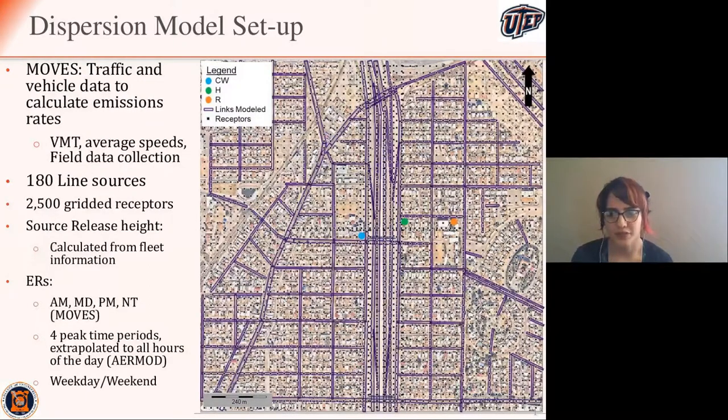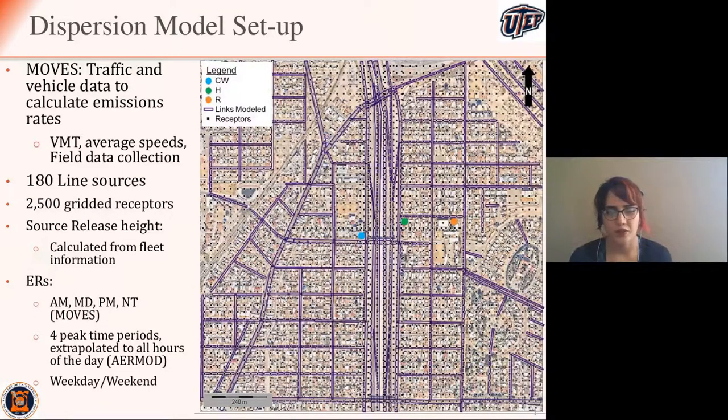And for the dispersion model setup, we use traffic and vehicle data to calculate the emission rates of PM2.5. So we started with 180 links that were modeled with MOVES to provide emission rates for 4 time periods for weekday and weekend. And then from this micro scale, concentration surfaces were established, and concentrations at the discrete receptors and the gridded receptors were used to quantify the total exposure of a near road community.